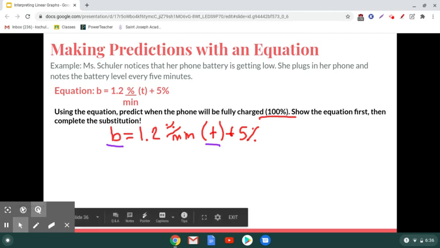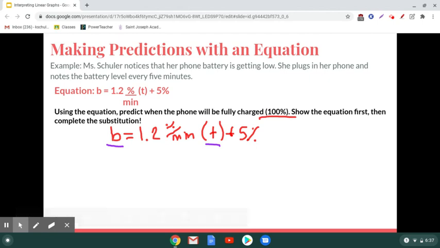The next one says, using the equation, predict when the phone will be fully charged or 100% battery. Show the equation first, then complete the substitution. So I have my equation first. I kind of cheated. I left it there. But you'll notice I'm given 100%.